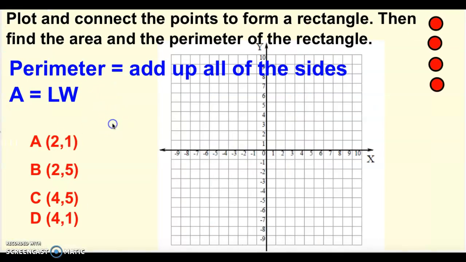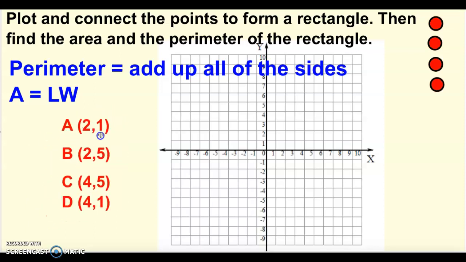So what I'd like you to do right now is go to your graph paper that you should have printed out, and plot and connect the points to form a rectangle. Then find the area and the perimeter. If you don't have graph paper, what I suggest you do is do it on a piece of loose leaf paper as best you can and plot the points. So these are the points that you're plotting, okay?